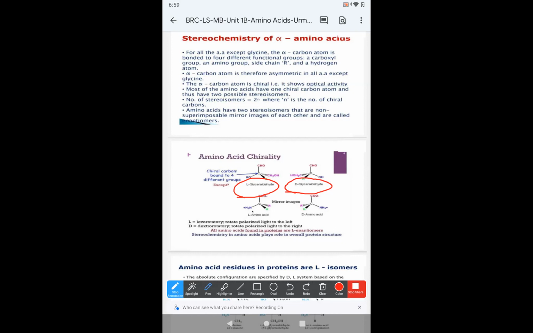But here, OH is not present in the amino acid. Instead of OH, the NH3 group, meaning the NH2 group, is taken. If the NH3 plus group is present toward the left side, that is called an L amino acid. If the NH3 plus group is present toward the right side, that is called a dextro amino acid. Dextro rotatory, levo rotatory. Understood? Any doubts?